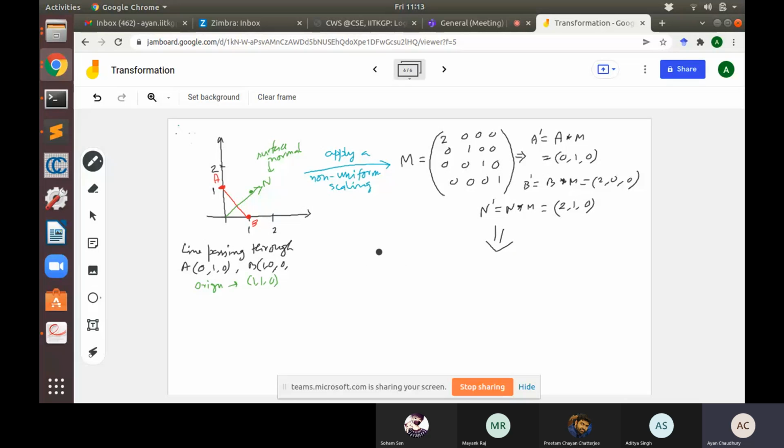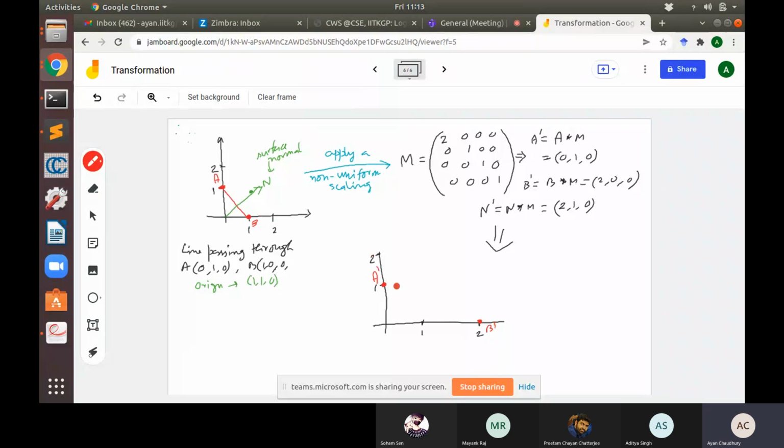Okay. So we take the same coordinate axis like this. So here is 1, here is 2. Let's say here is 1, and also here is 2. Okay. So now where is my A prime? It is 0, 1, 0. So that means here is my A prime. Okay. And B prime is 2, 0, 0. So that means like here. So this is my B prime.